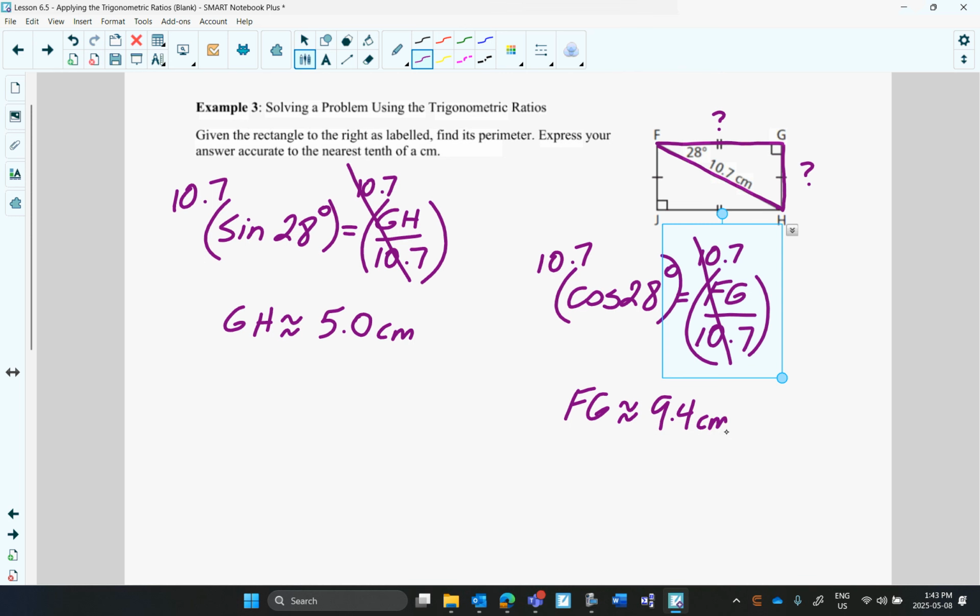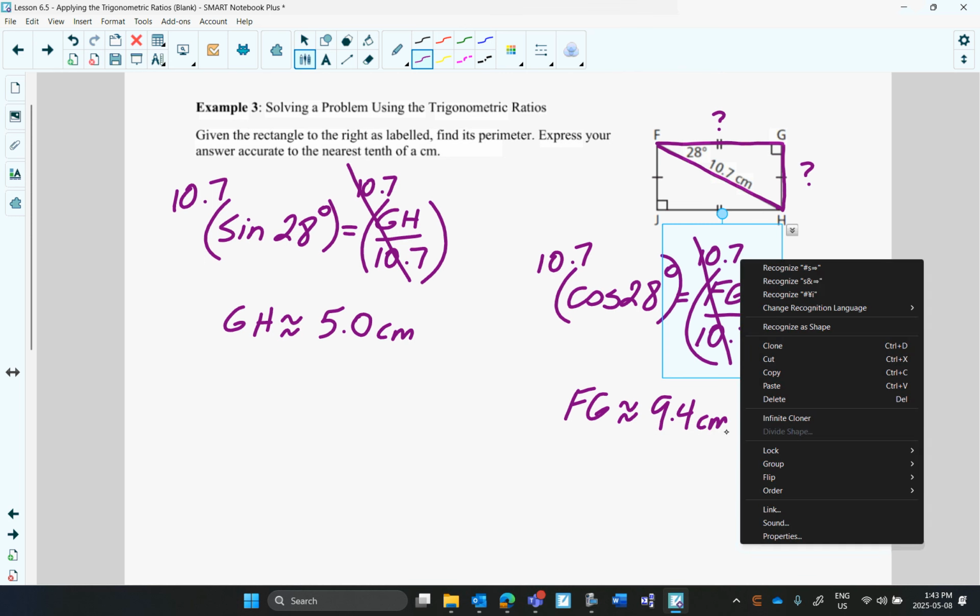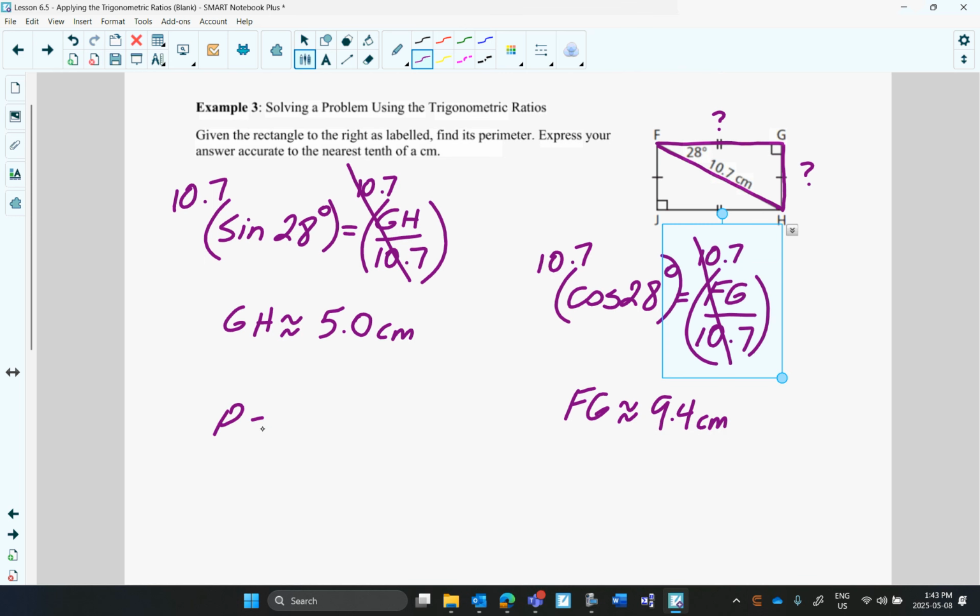So now we're ready to find the perimeter. So you could go 5 plus 5 plus 9.4 plus 9.4, that's fine. Or you could go 2 times 5 plus 2 times 9.4. Give you the same answer. 5 plus 5 plus 9.4 plus 9.4 will give us 28.8.